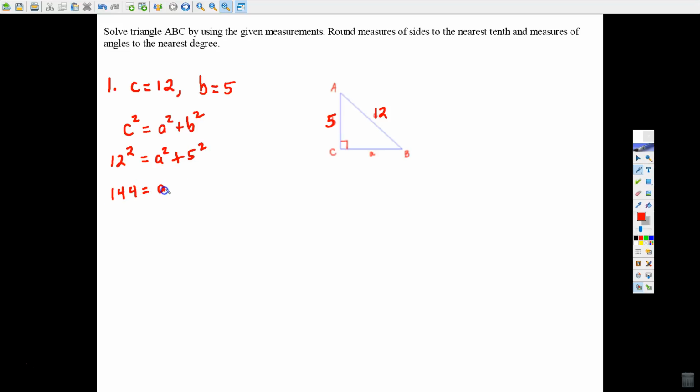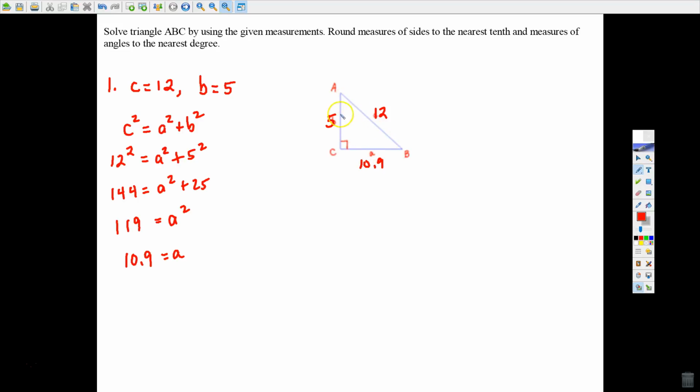144 is equal to a squared plus 25. You grab your calculator and you get 119 is equal to a squared. And when you do the square root of both sides, according to the directions, we can round sides to the nearest tenth. So that means a is going to be 10.9. Alright, so we found the missing side, and now let's work on one of these missing angles.